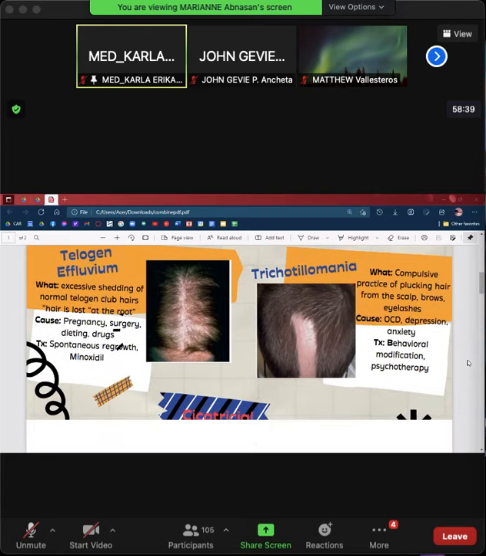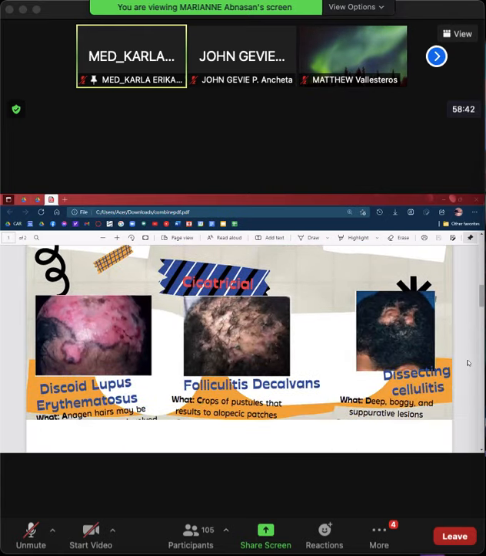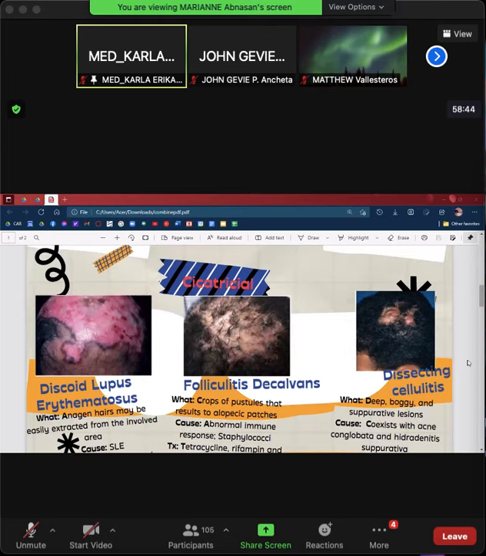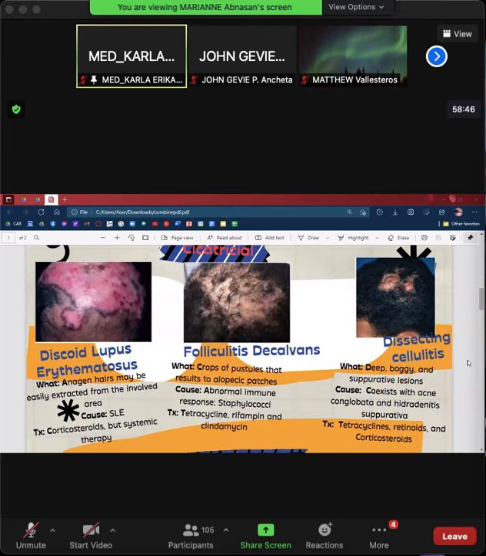So the next types is the cicatricial or the scarring type of alopecia. So we have DLE, folliculitis decalvicans, and dissecting cellulitis. So for the chronic cutaneous lupus erythematosus, the anagen hairs may be easily extracted from the involved area. So the main cause is the SLE per se. The treatment would be corticosteroids, but systemic therapy for the SLE is the mainstay for this one.